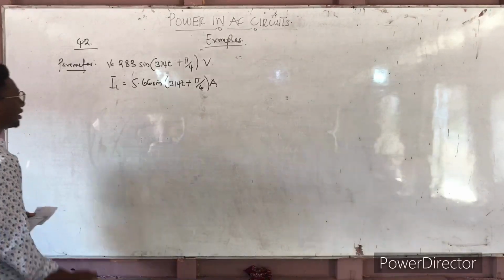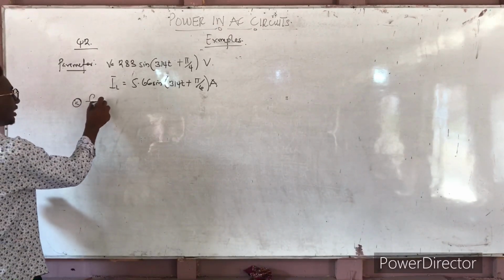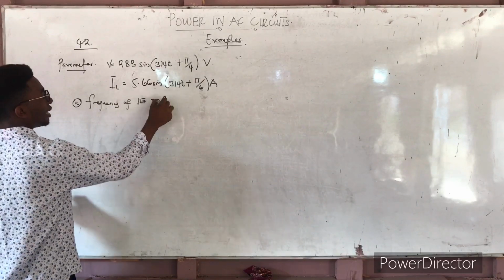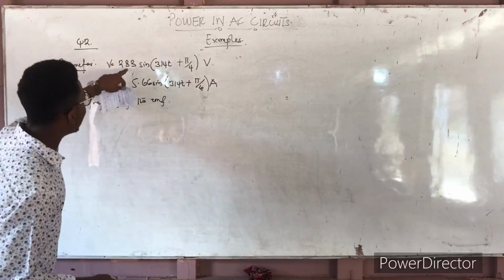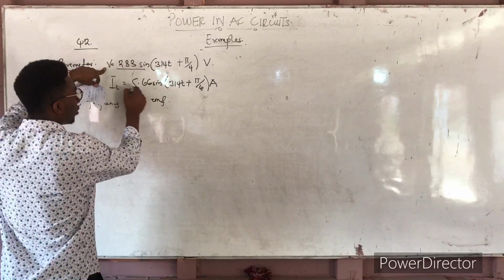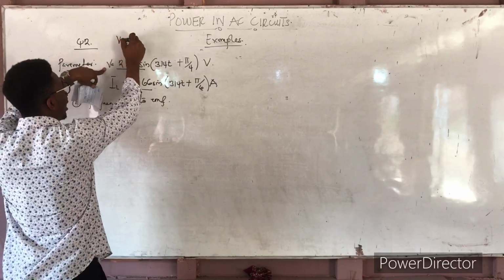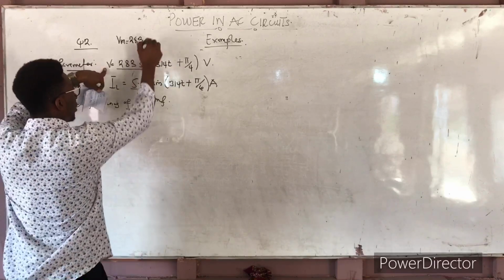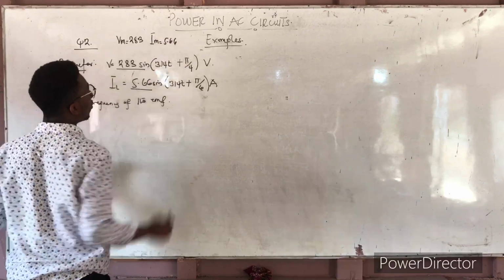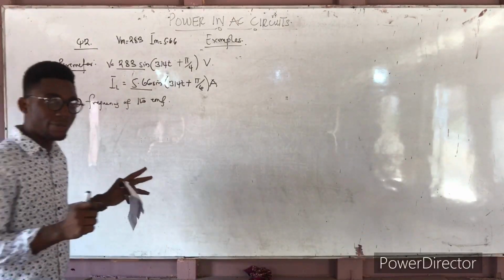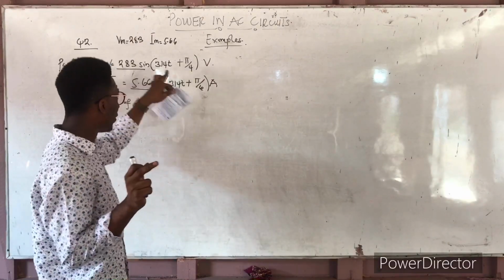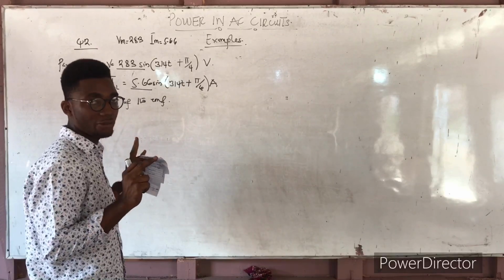Now the first question says that we should calculate the frequency of the EMF. Take note that the voltages that we are having here are the peak voltage and the peak current. So the peak voltage here is 283, and the peak current here is 5.66. But in the question, you'll be needing the VRMS, the root mean square values of the voltages, not the peak voltages. You will not be using the peak voltages to solve the question.